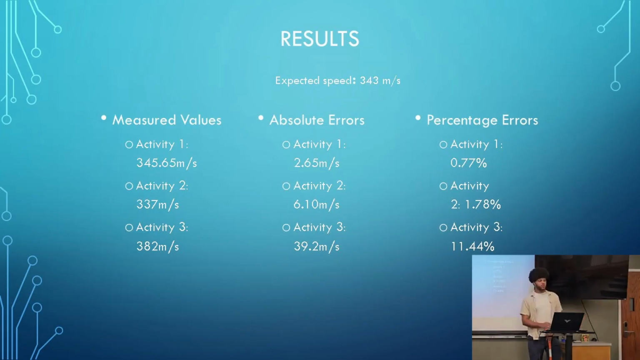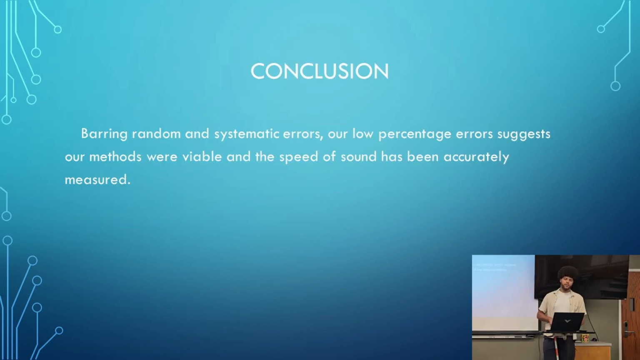So to recap, our percent errors for the 3 activities were 0.77% for the first activity, 1.78% for activity 2, and 11.44% for activity 3. These errors being so low suggests that our methods were viable and that we accurately measured the speed of sound.